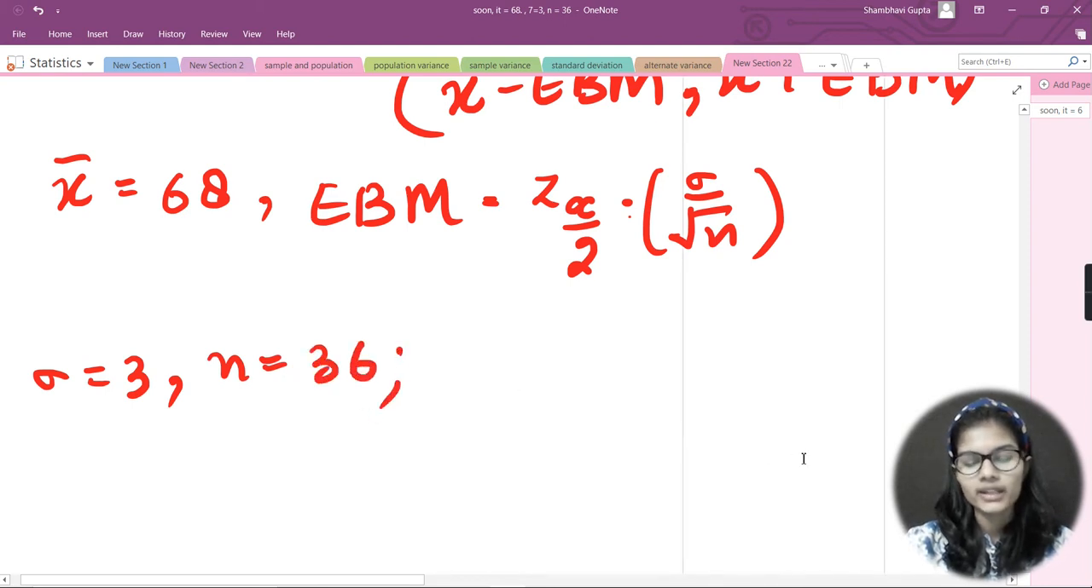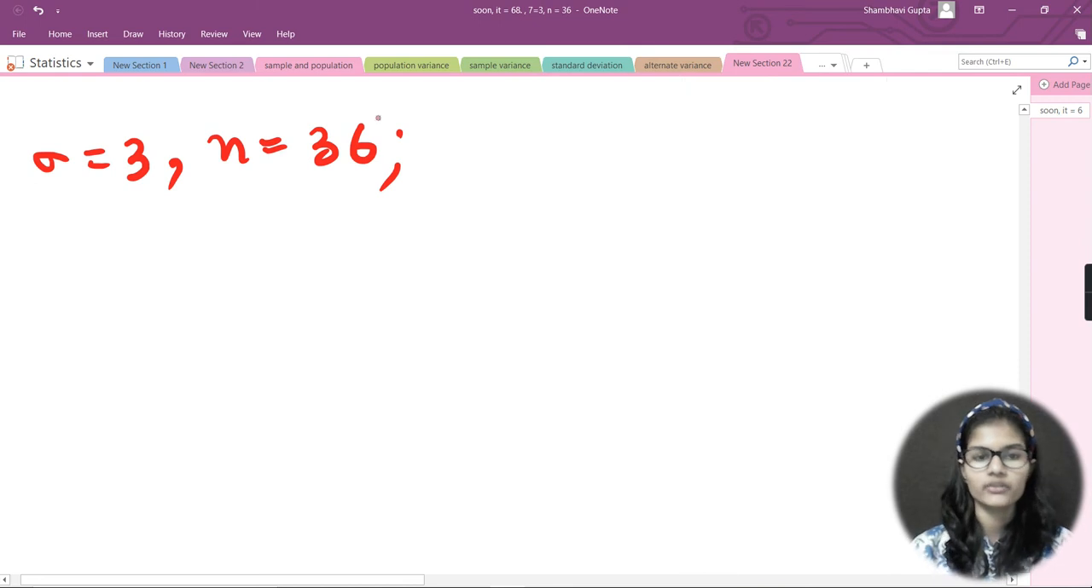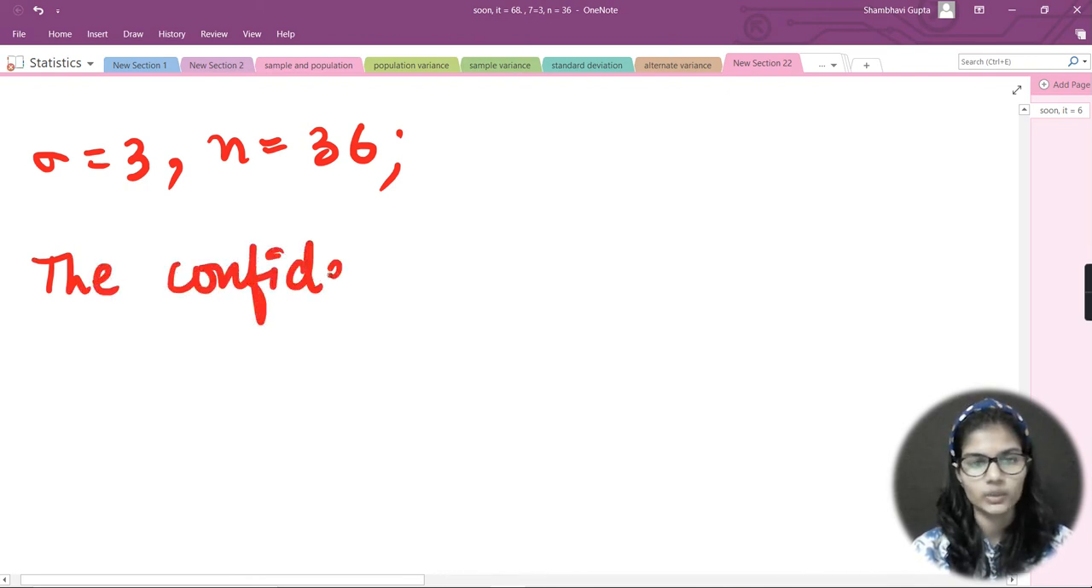Now, here I want to find the confidence interval for 95%. If I convert that into a decimal, that will come here. So I will write here the confidence level.